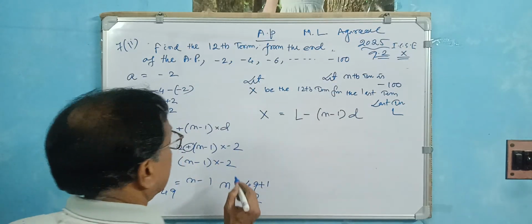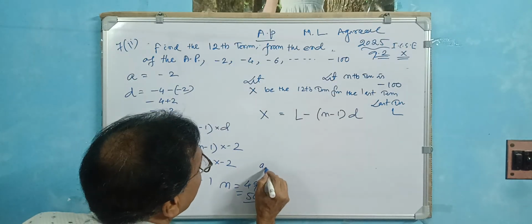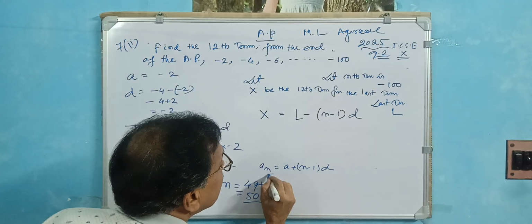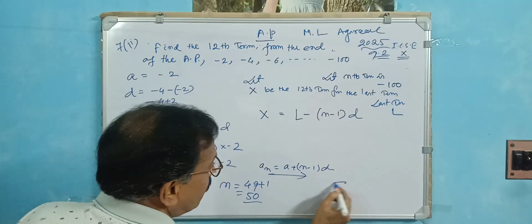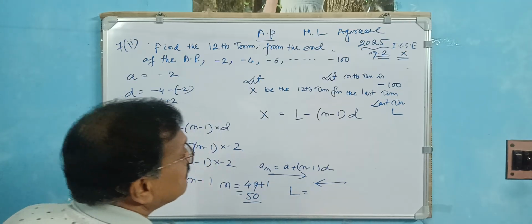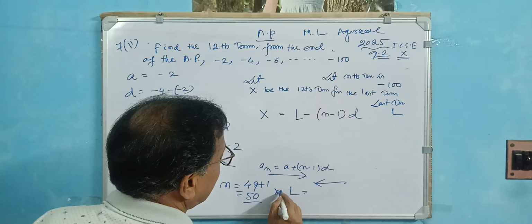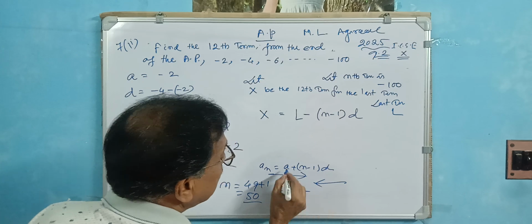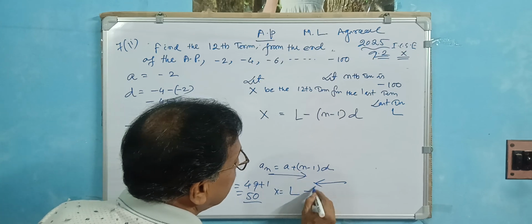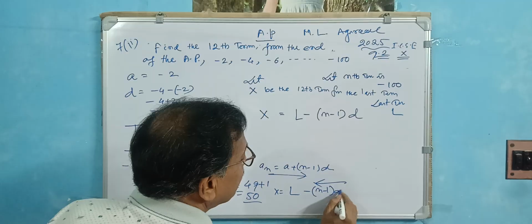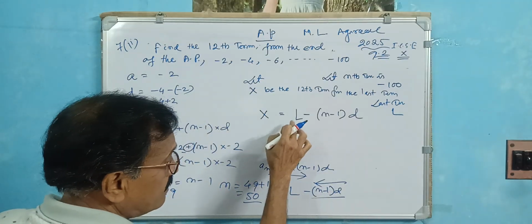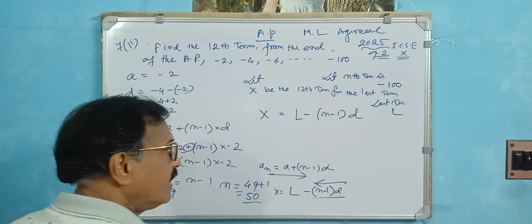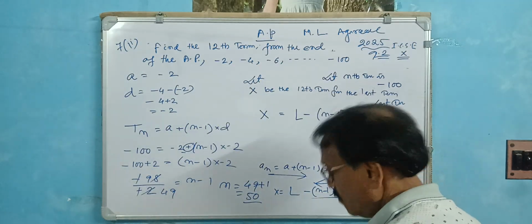Here it is a plus n minus 1 into d, which is increasing, plus. But from the end, L is the last term and x equals L minus n minus 1 into d. The first term you add, and from the last term you subtract. Clear? So you put the values.